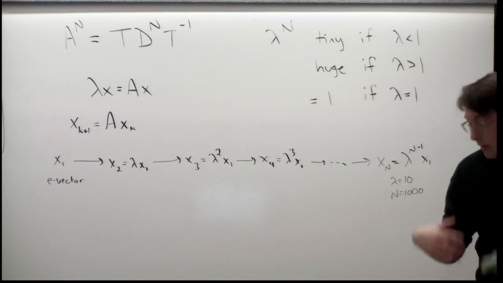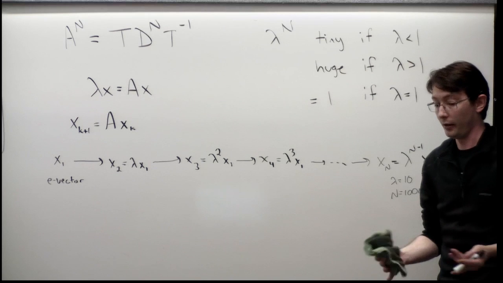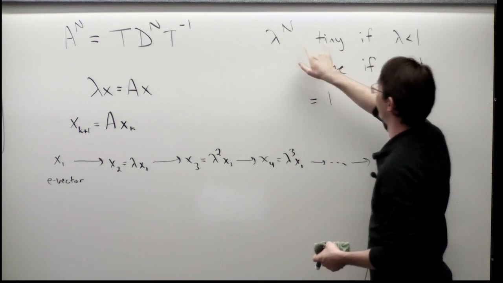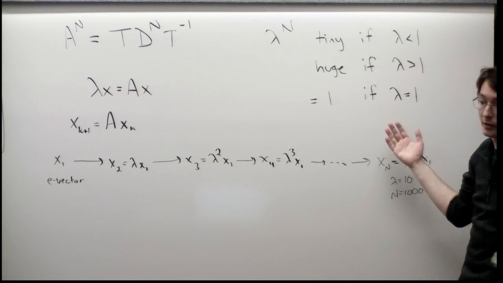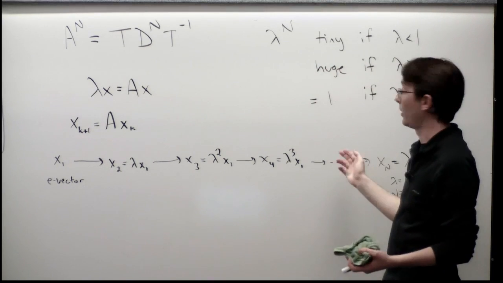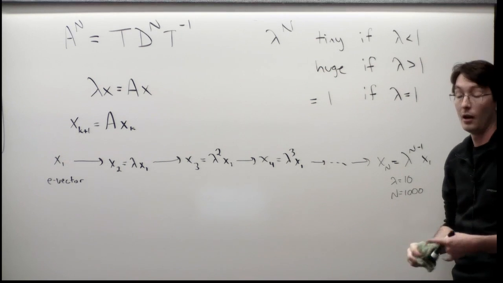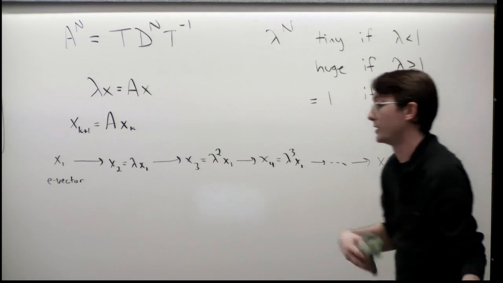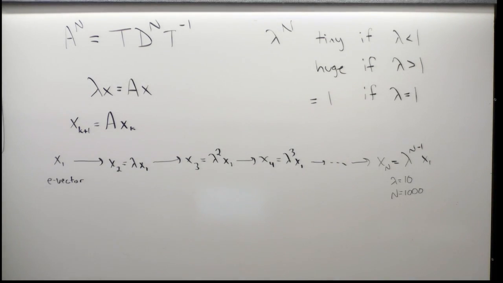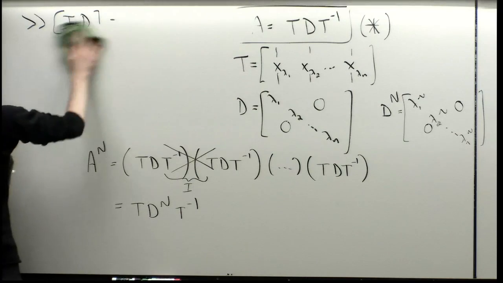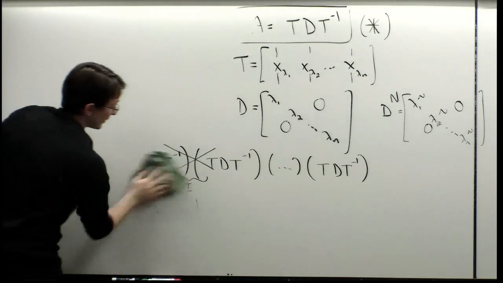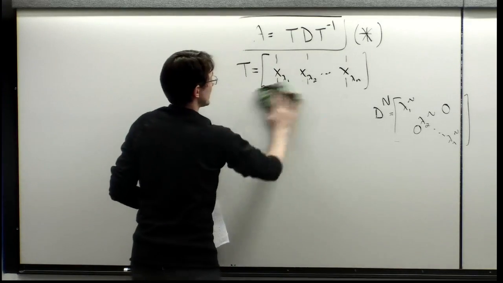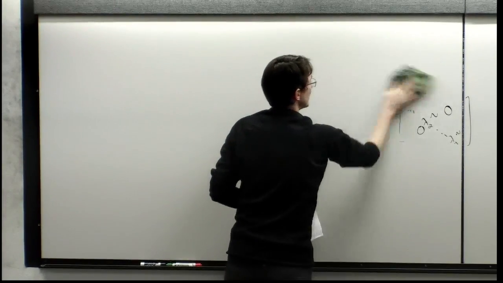Okay, now I'm not telling you all of the story, right? So here we just said this lambda to the power n is tiny if lambda is less than 1, it's huge if lambda is greater than 1, and it's equal to 1 if lambda is equal to 1. But if you were comfortable with these determinants and linear algebra, you'll probably remember that I can actually get eigenvalues and eigenvectors which are complex numbers, okay? So the story is a little more complex than what I just told you.